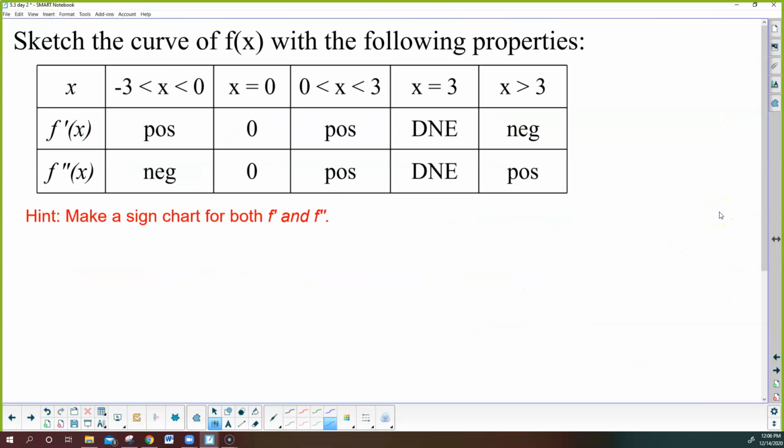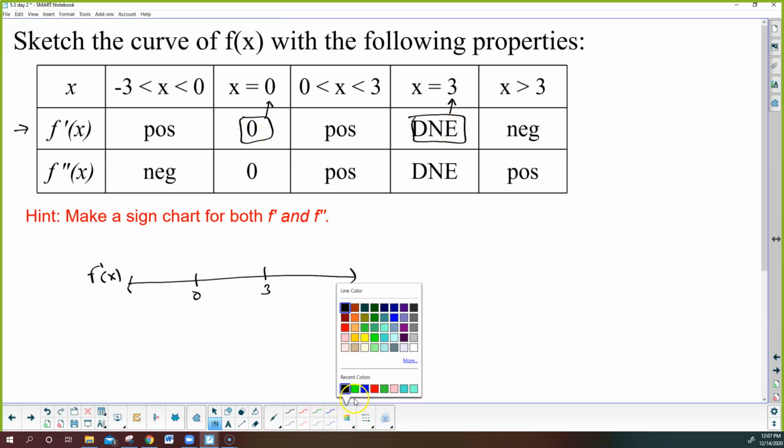Don't write this one either. I just want to show you how quick a problem like this could be. So if I give you a table, it's the same thing as a graph, right? They're going to give me some information. Let's make a sign chart for f prime. All right, so where is f prime equal to 0? Or where does it not exist? At x equals 0, the derivative is 0. At x equals 3, it doesn't exist. So those are potential critical points, right?